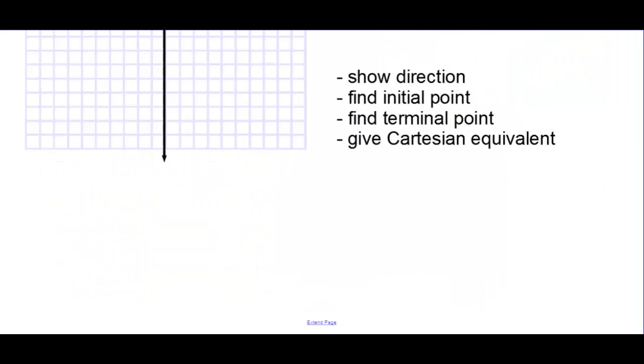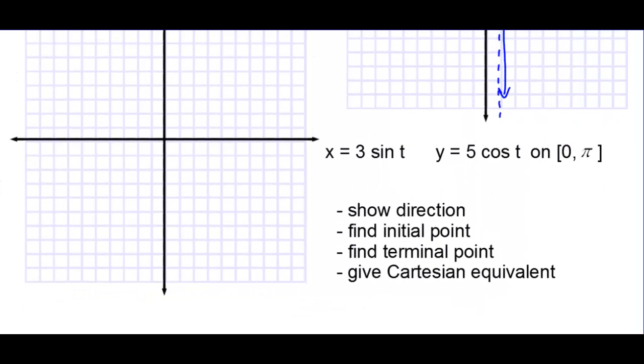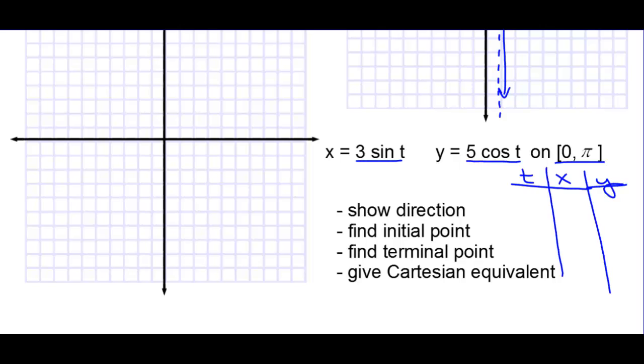Parametric. It is nice to know that if you have 3 sine and 5 cosine, because 3 and 5 are different, that is an ellipse. Now, if those were exactly the same, if it was 5 sine and 5 cosine, that'd be a circle. So since this is trig and we're only graphing it from 0 to pi, we'll plug in the t values, and we need the x values, and we need the y values. So we'll go 0, pi over 2, and pi.